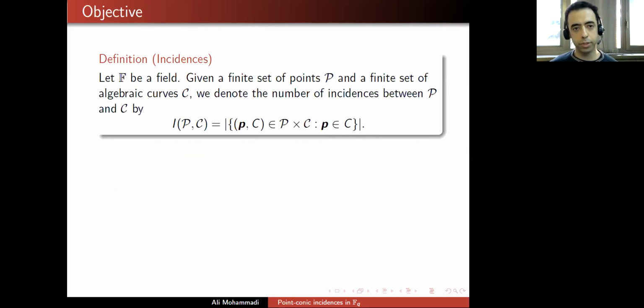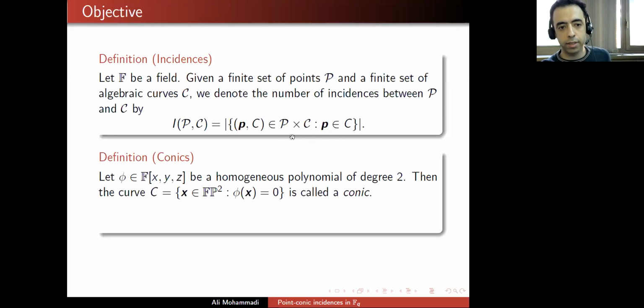So to introduce the problem that we'll be talking about, let P and C be some sets of points and algebraic curves over some arbitrary field. Then the number of incidences will be the number of tuples (p, C) of points and curves so that p sits on C. So say if you have two lines crossing each other, and at that intersection you have one point, this would amount to 2 incidences.